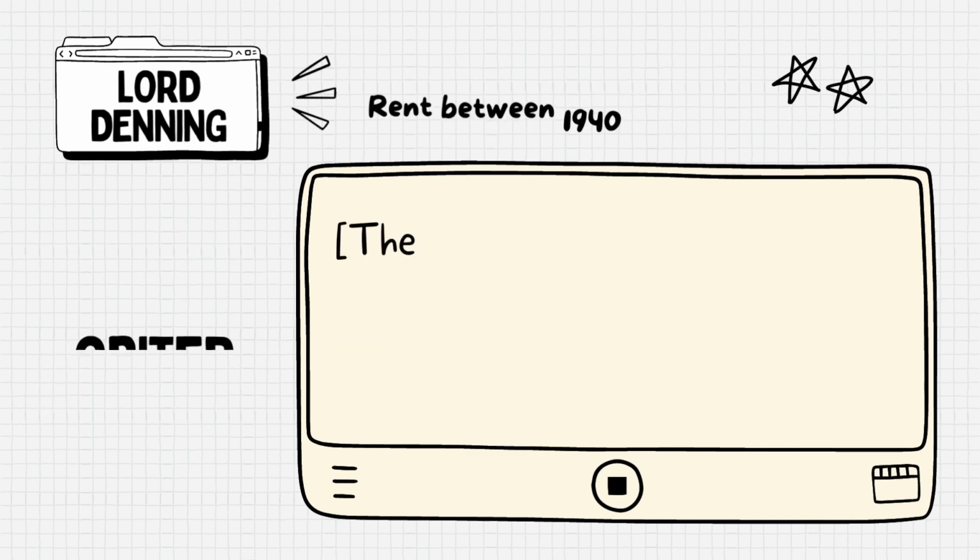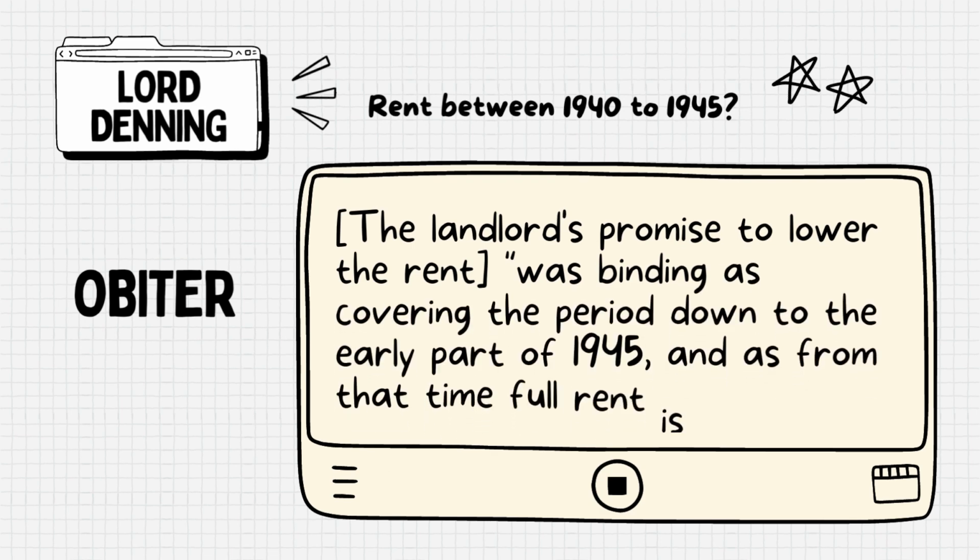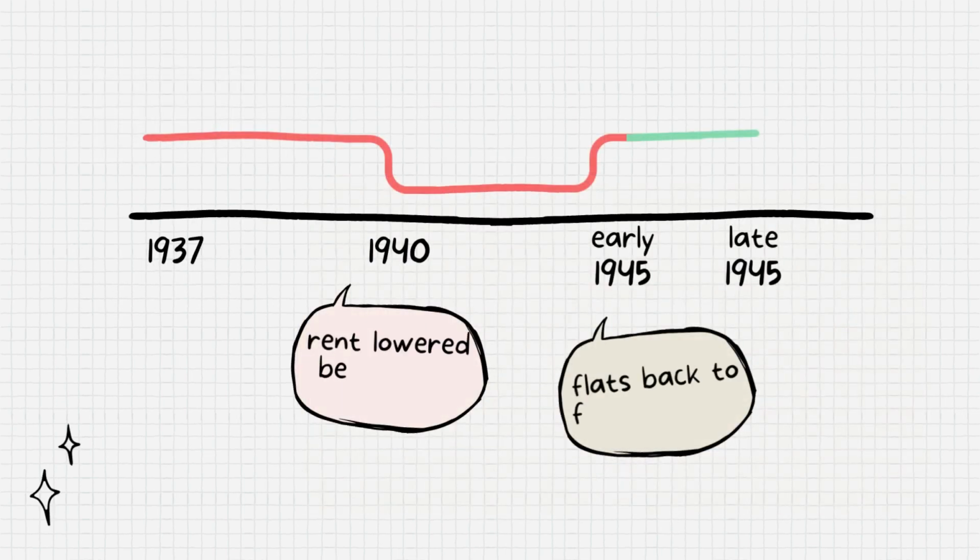However, Lord Denning had anticipated the landlord's claims and stated obiter that with regards to the rent between 1940 and 1945, the landlord's promise to lower the rent was indeed binding, and therefore the landlord could not claim the difference between the discount rate and the original rate during this period during the war.